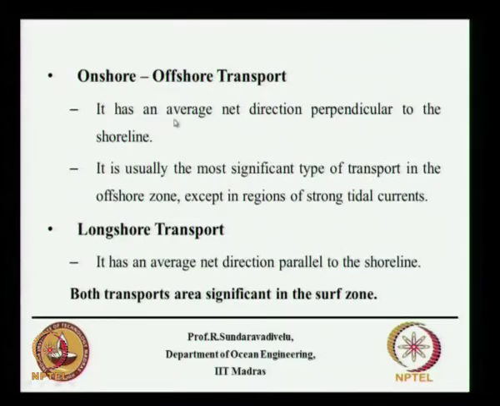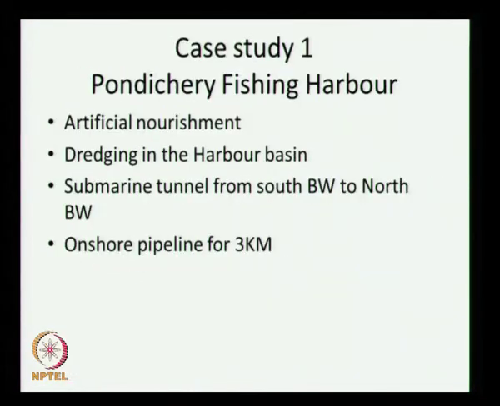This onshore offshore transport has an average net direction perpendicular to the shoreline. This is usually the most significant type of transport in the offshore zone, except in regions of strong tidal currents. And the longshore transport has an average net direction parallel to the shoreline. Parallel means it need not be exactly parallel, it can be slightly inclined also. Both transports are significant in the surf zone. Surf zone means twice the width of the breaker zone, that is what I discussed earlier. There it will be very significant.